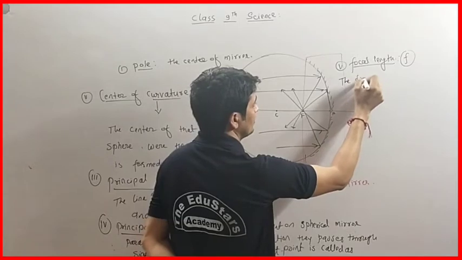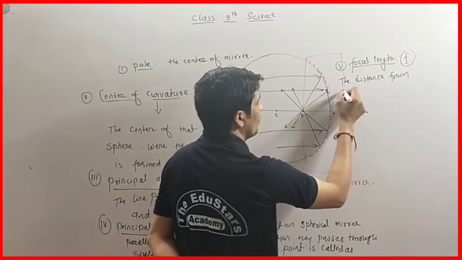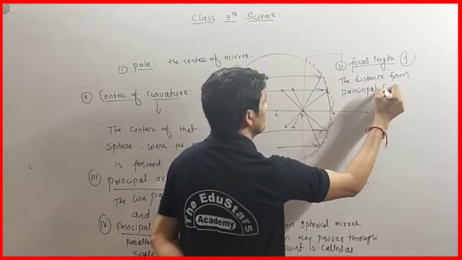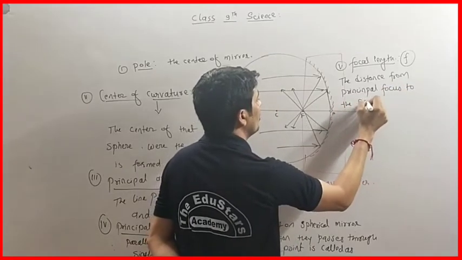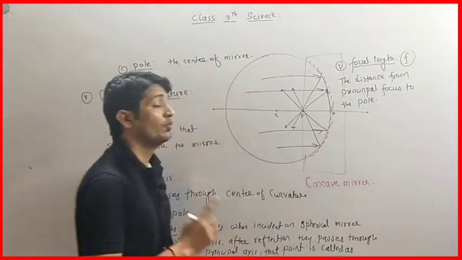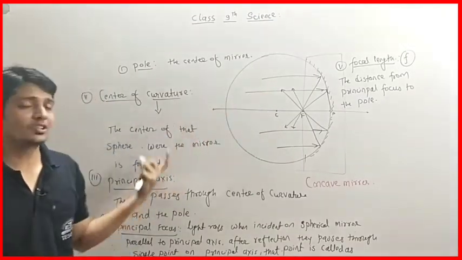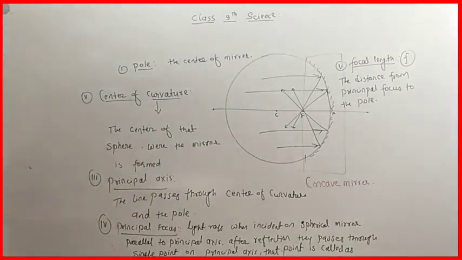The distance from the principal focus to the pole is called the focal length. Okay, so write down this concept first, then we will move further. Okay, so write down now.